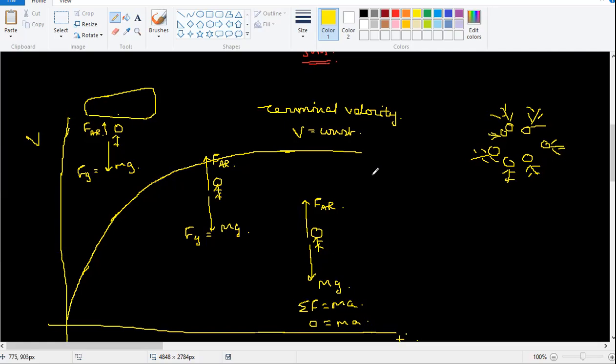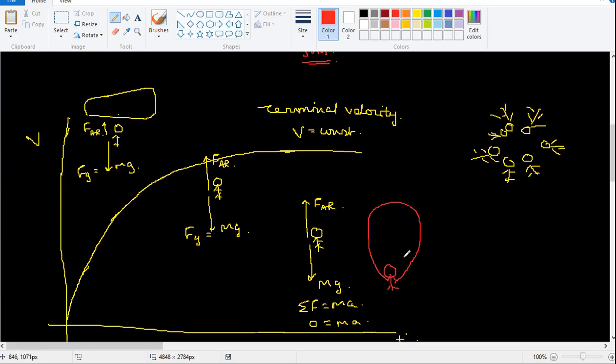How can you decrease the velocity? Like brakes in cars. Do you have any brakes here while falling down? No, sir. Parachute. Parachute, right? So at some point, an experienced skydiver will know when to open the parachute. At some point, he will open the parachute.